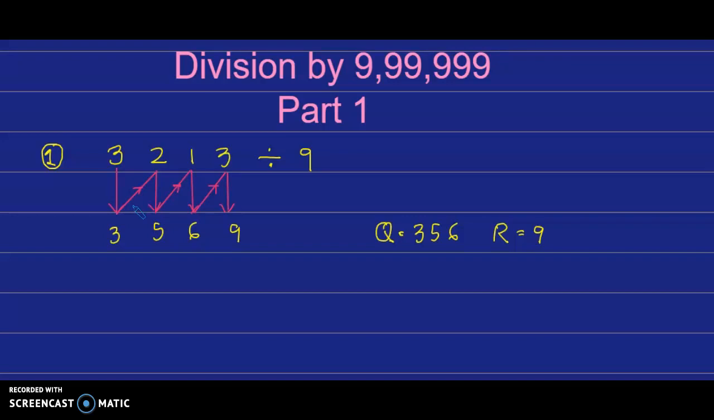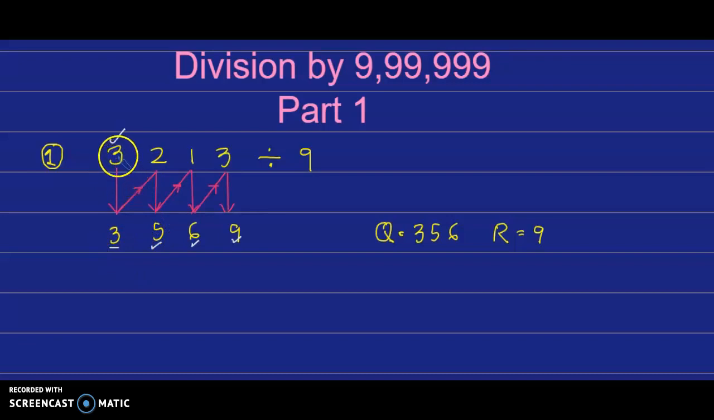So first of all, the first number that appears here is 3. So you take this 3 down and write 3 over here, and then add this 3 to the next digit, that is 2, and then after adding you write 3 plus 2, 5 here. Next you add 5 plus 1 and write 6 here. Next you write 6 plus 3 and write 9 here. So our answer becomes 356 is the quotient and 9 is the remainder.